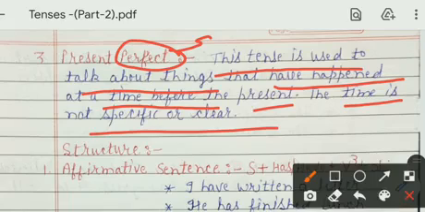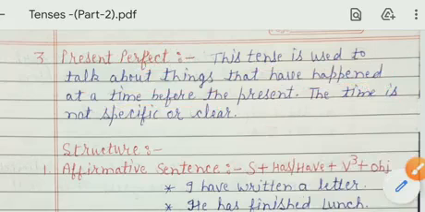So here the tense is used to talk about things that have happened, means वो चीज़ें जो कि हो चुकी हैं at a time before the present. The time is not specific and clear, लेकिन यहाँ पे टाइम जो है वो स्पेसिफिक नहीं है, क्लियर नहीं है कि वो इवेंट या वो एक्शन जो है वो कब कंप्लीट हुआ है.